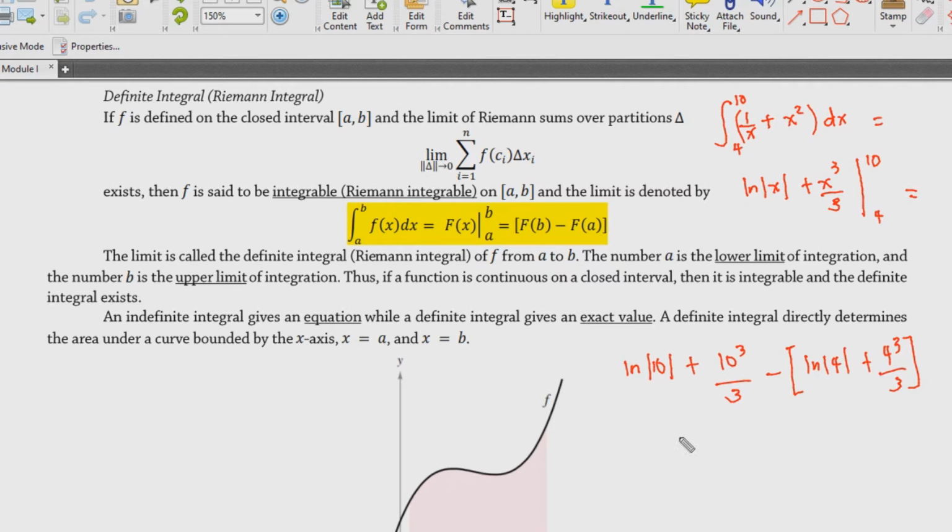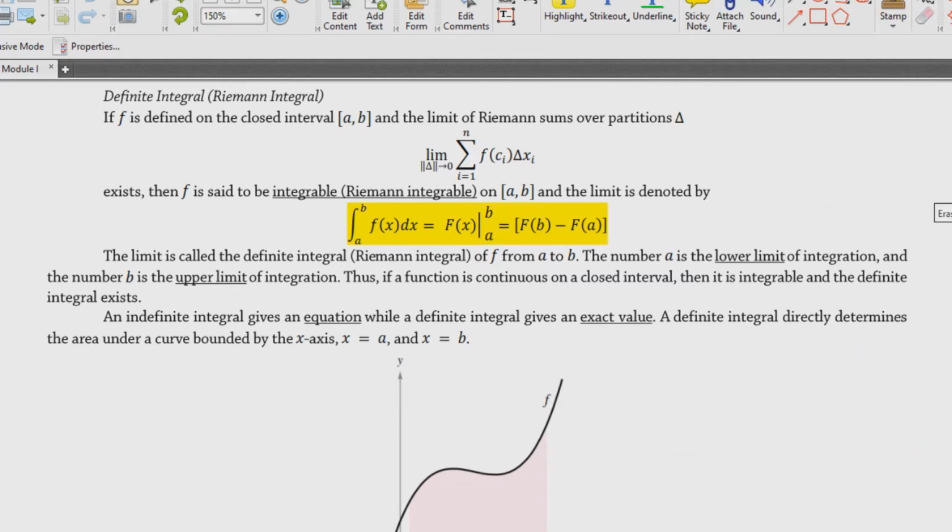So you should be able to get an exact answer here. The definite integral of 1 over x plus x squared dx from 4 to 10 would be this particular value. You can calculate the exact value yourselves, and that should be the value of your definite integral. So, in short, we're able to obtain an exact value from the expression and not the equation itself, because this is already the equation. And for the definite integral, you have to compute the value itself.